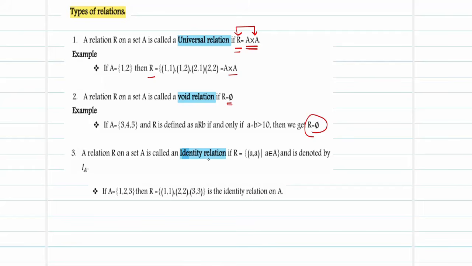Next, an identity relation is the collection of all elements of the format (a, a) where a belongs to A. So if I have A to be {1, 2, 3}, then (a, a) will be (1, 1), (2, 2), (3, 3). This relation is called an identity relation.